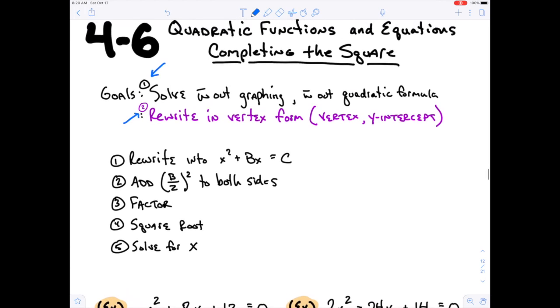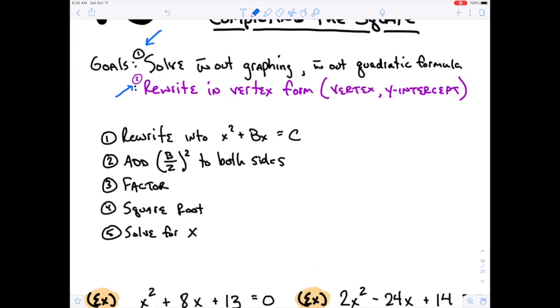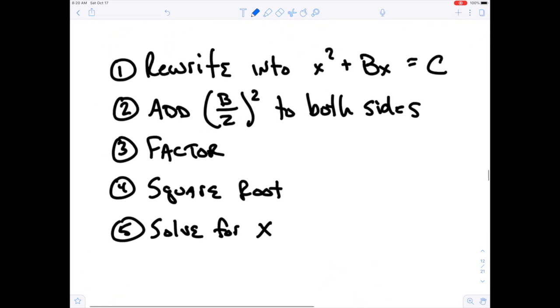There's 5 steps to this. You can screenshot this and take it in if you need to. Anytime you're going to deal with completing the square, you're going to rewrite the problem where your constant is on one side and your x values or your variable terms are on the other. You're going to take the b value and cut it in half and then square it, and then add that to both sides. We're going to lean heavily on that old school rule that you can do anything you want to one side as long as you do it to the other.